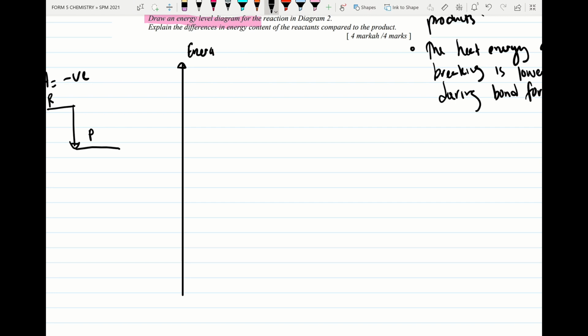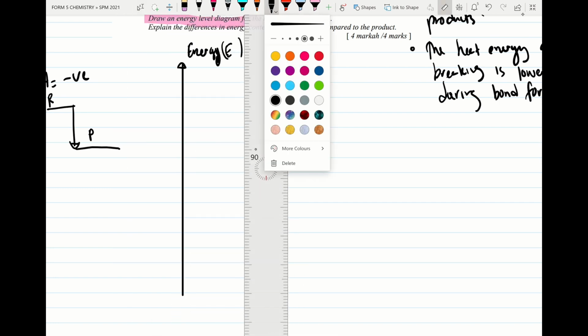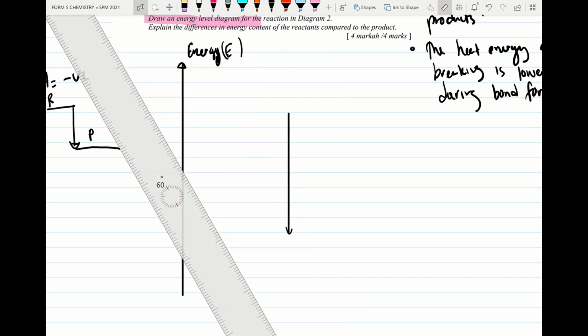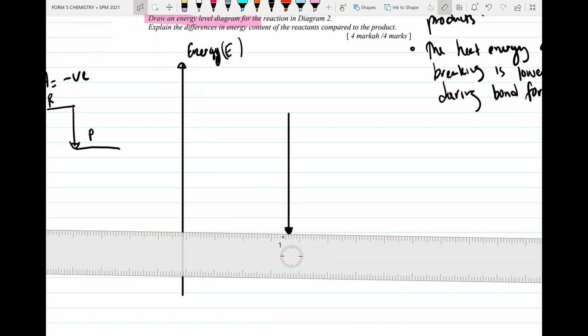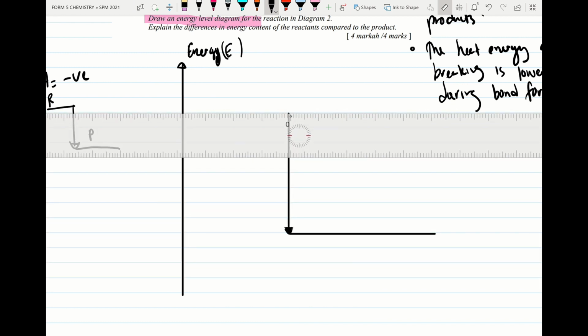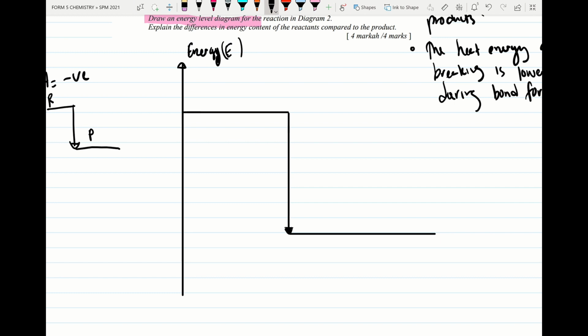So here we label energy. I put energy here. We take the ruler and draw the arrow going down. All right, once we put the arrow here, we see the arrow turn right. So I turn right here. All right, here turn left. So this is the energy level diagram.